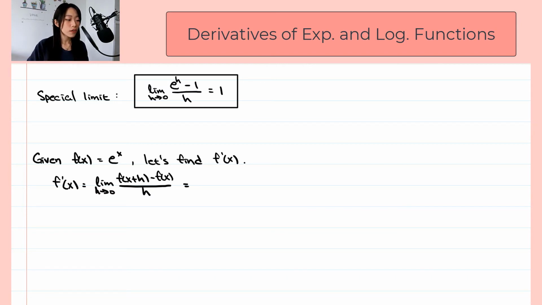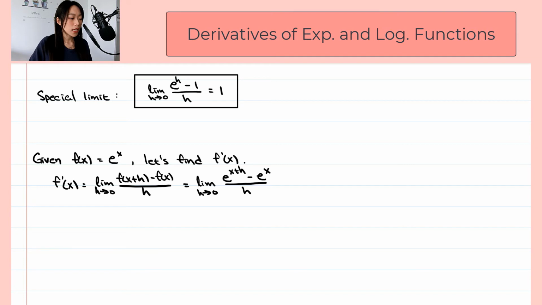So let's prove the derivative function of e to the power of x. As usual, we're going to start with the definition of derivative function. f prime equals limit of f of x plus h minus f of x over h as h approaches 0. Now we can substitute the function into f of x plus h and f of x. So this equals limit as h approaches 0 of e to the power of x plus h minus e to the power of x over h.